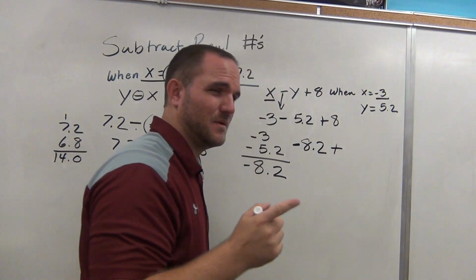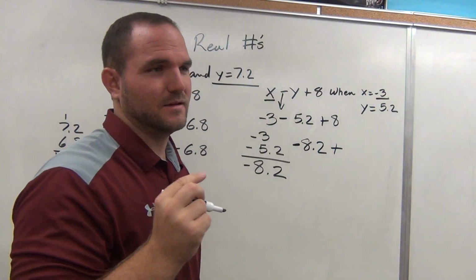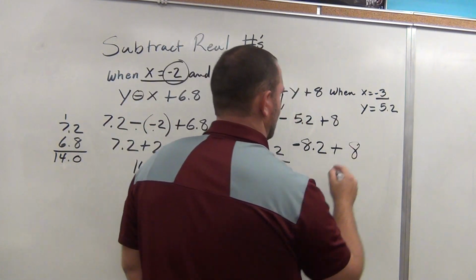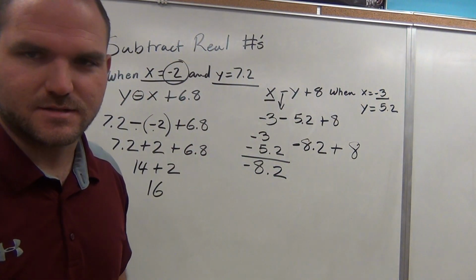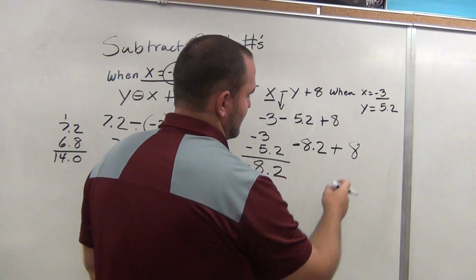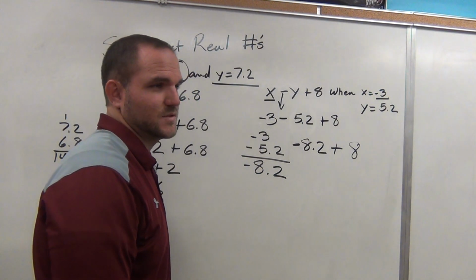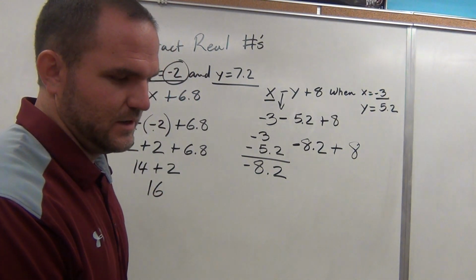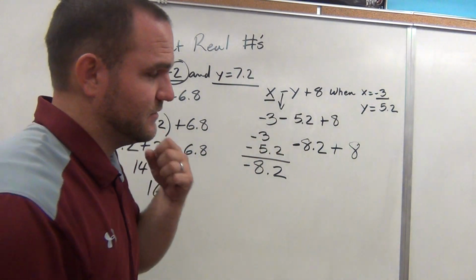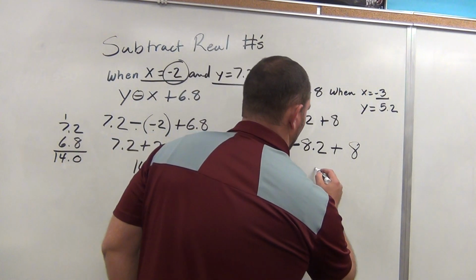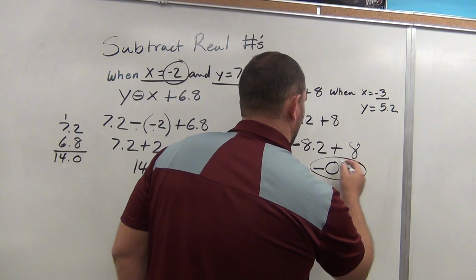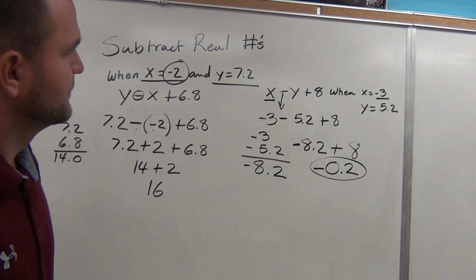And always try to remember, be very detailed on the negatives because I almost just did it. Leaving off your negative sign completely changes the number. So negative 8.2 plus 8. So we start with the negative 8.2. We're going to bring it up out of the negatives because we're adding 8, a positive 8. So it'd actually end with negative 0.2. So that would be our answer. Okay.